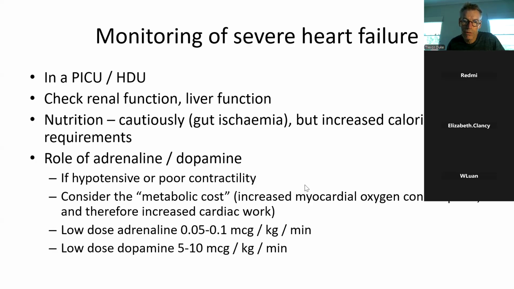For some children who've got severe heart failure, if they've got forward flow heart failure, as in they've got hypotension, or on their echo they've got poor contractility, or they've got evidence, for example, of poor kidney function or splanchnic hypoperfusion or liver failure, or they've just got very poor myocardial function, then using low dose adrenaline or low dose dopamine can help.